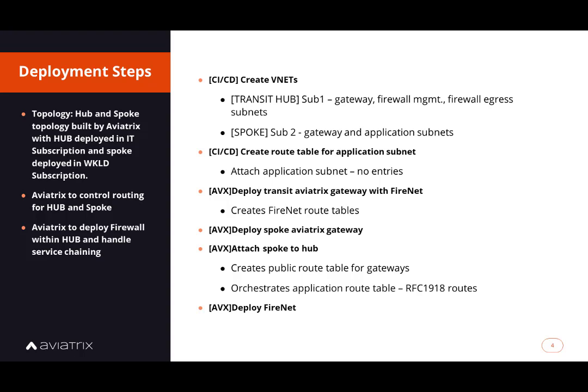After these tasks have been completed, we will have a hub and spoke topology leveraging Aviatrix transit and spoke gateways, with Aviatrix orchestrating the UDRs for our application subnet, and a next-gen firewall in our hub to provide filtering where required. Let's take a look at the topology at this point.